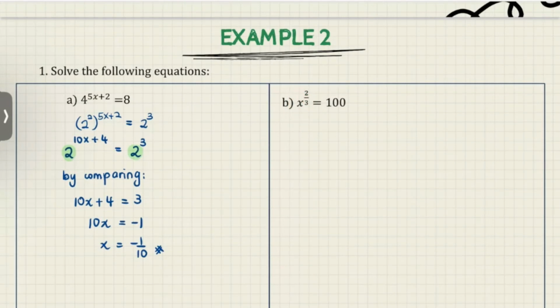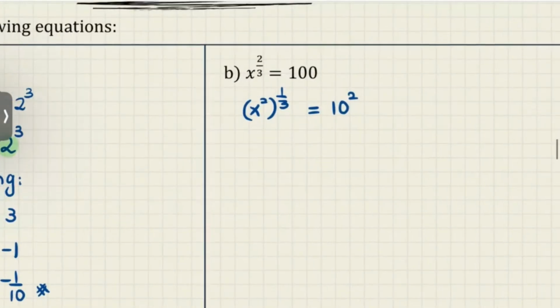So using rules of indices, so first I'm going to start with jadikan dia x squared to the power of 1 over 3. Okay, dan 100 can also be written as kuasa 2, betul tak? 100 bila tulis dia akan jadi 10 to the power of 2. Okay. So we have now 10 power of 2. Nampak tak base kita dah sama, kita punya power dah sama. Okay. Tapi kat sini kita ada 1/3.